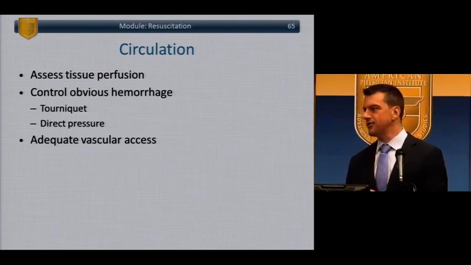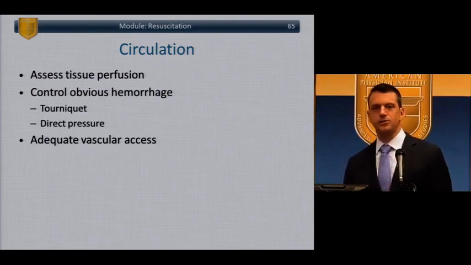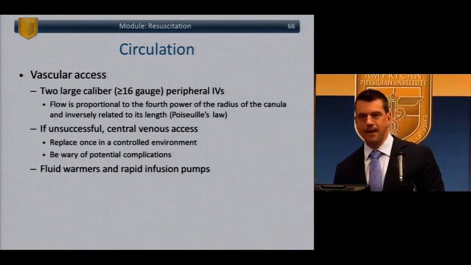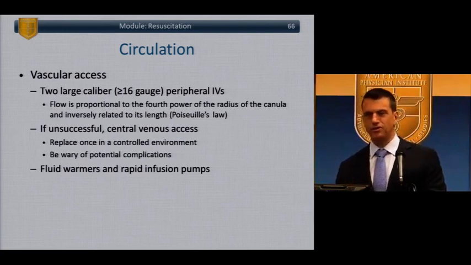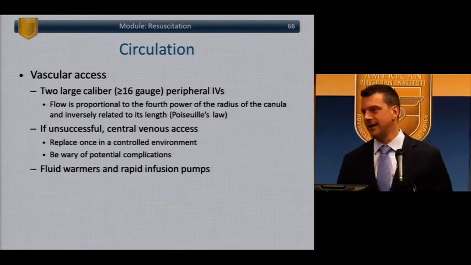Vascular access is the third part of the C component that's important. You need to get 2 large bore IVs. This is greater than 16 gauge. Do not put a triple lumen in. This is a very ineffective line. Remember that the resistance in the line is inversely related to the length, so the longer the catheter is, the more resistance. But more importantly is the radius, and it's the factor cubed.